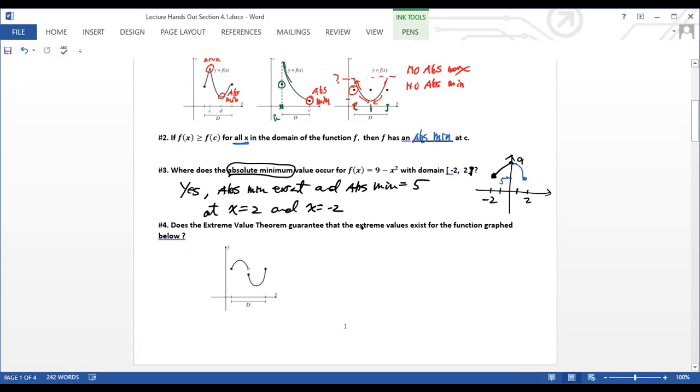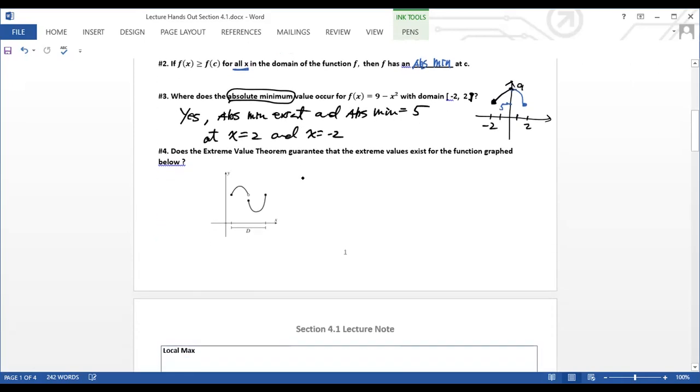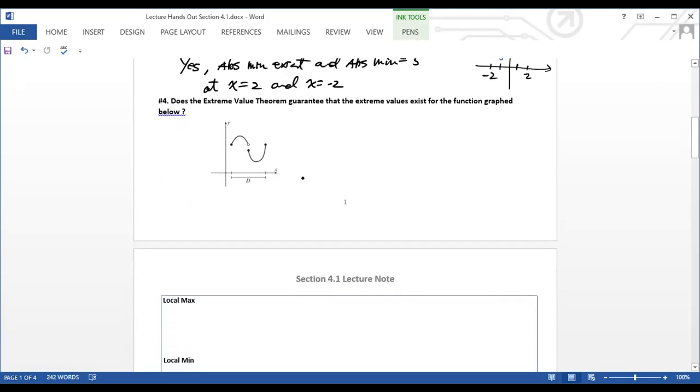So you can have more than one place to decide the extreme, for the absolute max or absolute min here. Okay, let's take a look at this one here. This one asks, does the extreme value theorem guarantee that an extreme value exists for the function graph? Well, from this domain, can I do that? I say no. Why? Because this function violates the extreme value theorem conditions, right? So what is the condition?